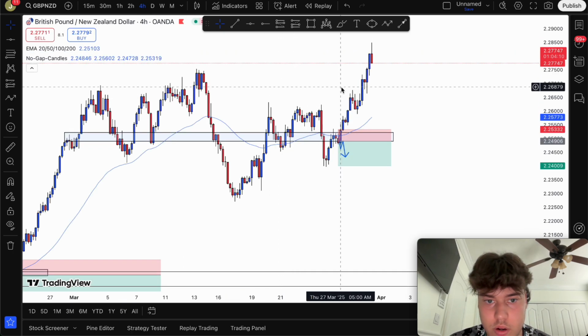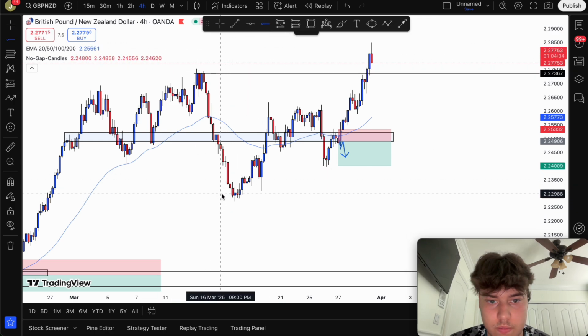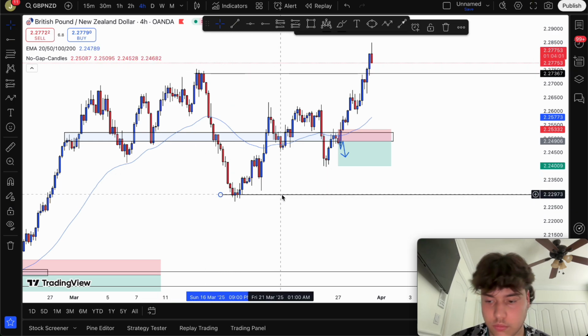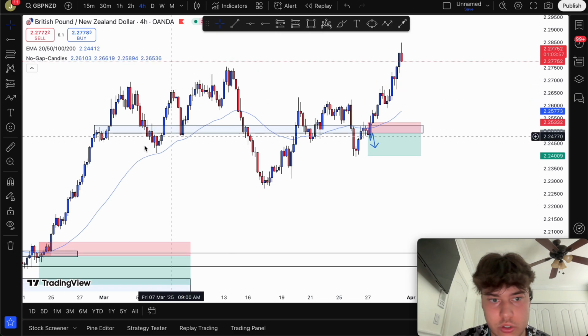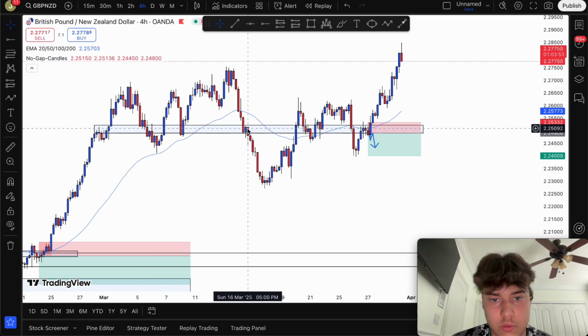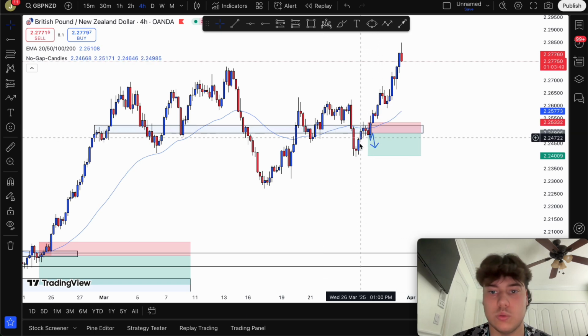On the 4-hour, we were bearish. This was our lower high. This is our lower low, this range. And then we had a 4-hour area of interest. We had resistance, support, resistance, support, resistance, support, and then a potential resistance.